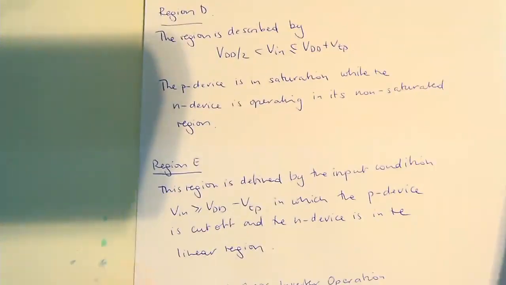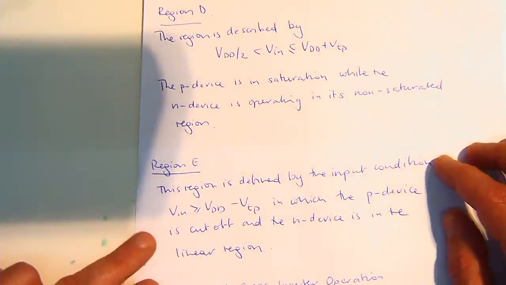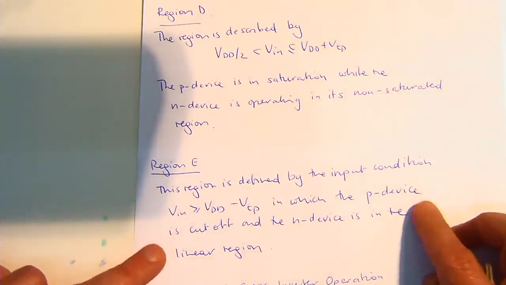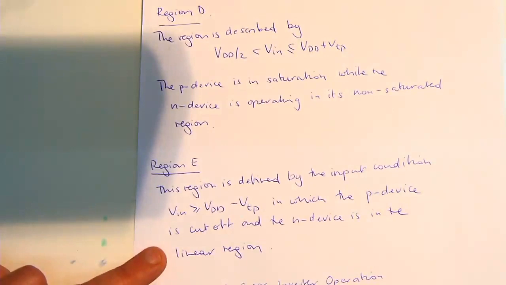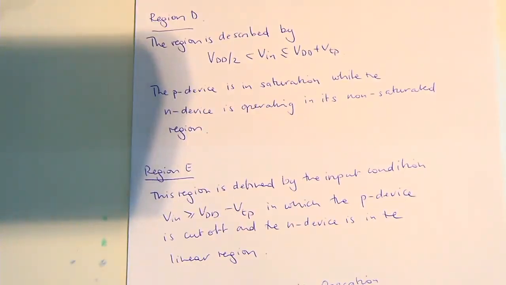Okay. And in the last region, this is defined with the condition that the input is close to VDD, in which the P device is cut off and the N device is in the linear region. What do we suspect the voltage to be there? 0. Perfect.